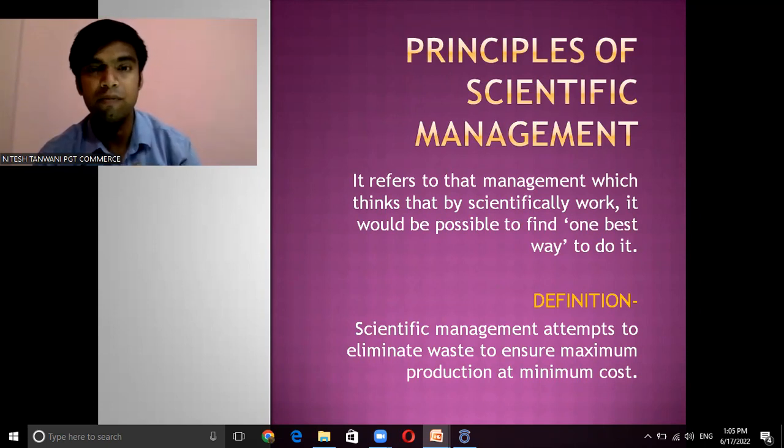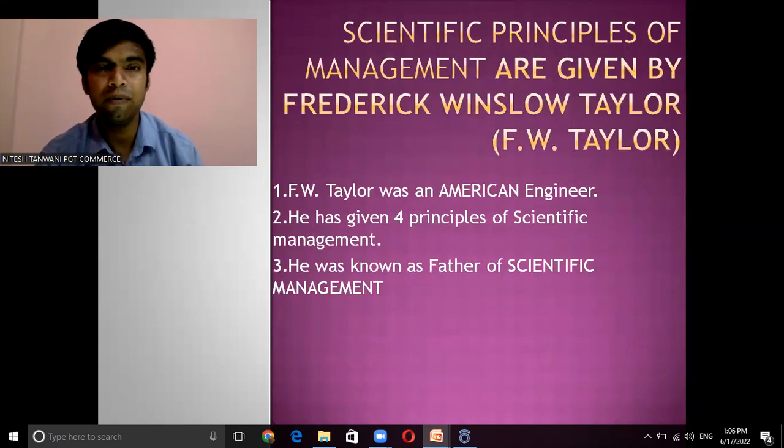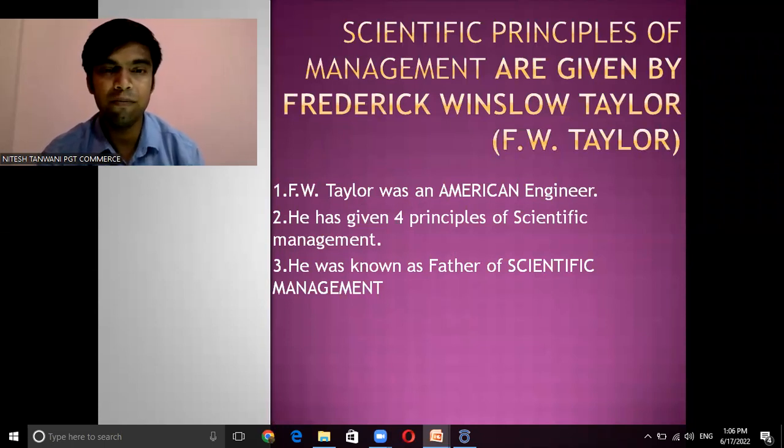Definition: these principles of scientific management are given by F.W. Taylor. Scientific management attempts to eliminate waste to ensure maximum production at minimum cost. So in scientific management, the focus is on eliminating waste and ensuring maximum production at minimum cost. This is why these are scientific principles of management. They are given by Frederick Winslow Taylor, F.W. Taylor. Taylor was an American engineer. He has given 4 principles of scientific management. He was known as father of scientific management.